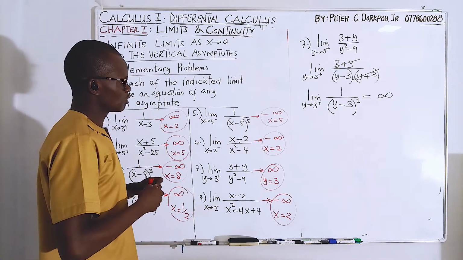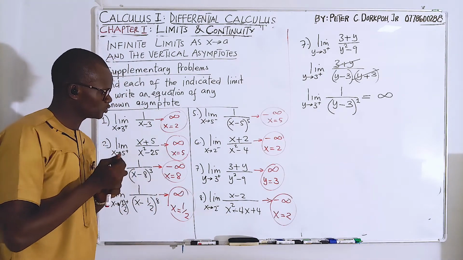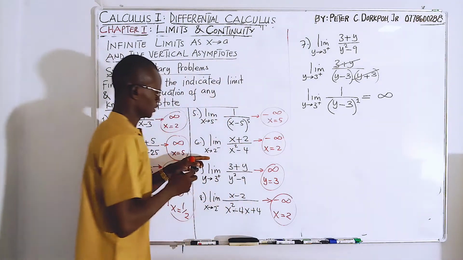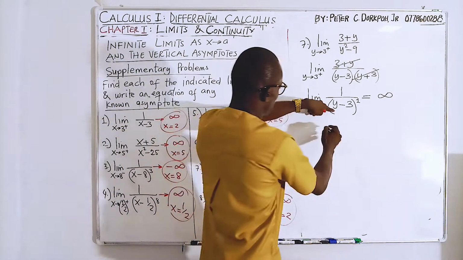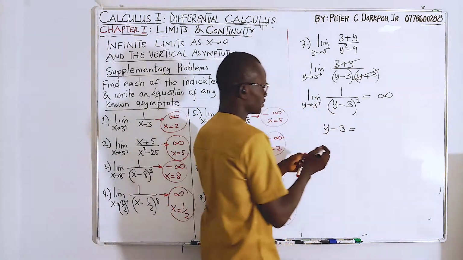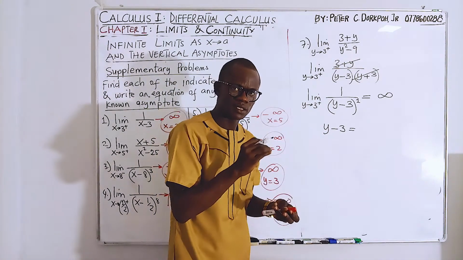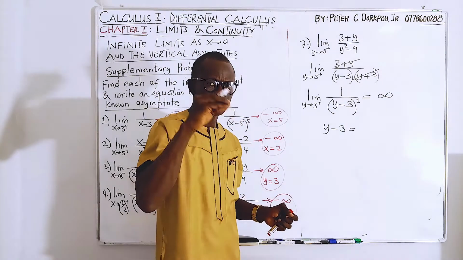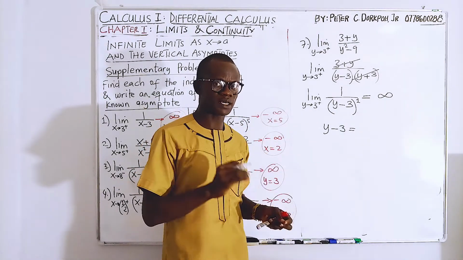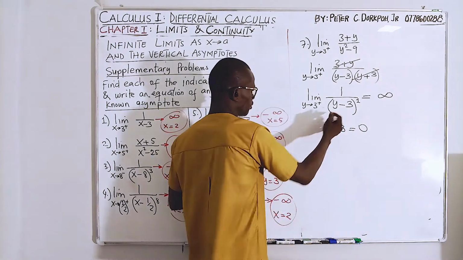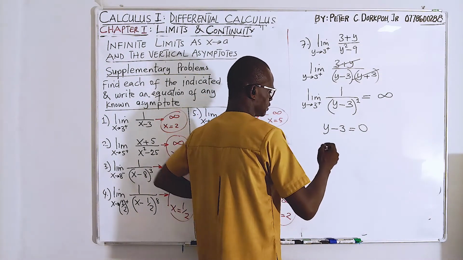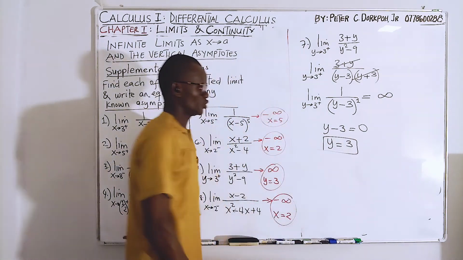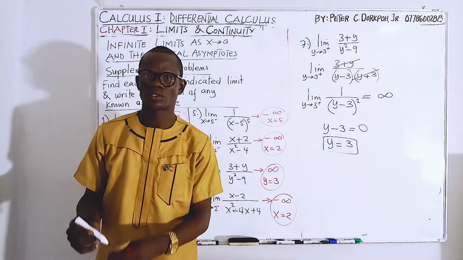We said we should find a vertical asymptote or any equation. So we have y minus 3. Remember the vertical asymptote is that value that takes the denominator to 0. As long as that number can make the denominator 0, that is the vertical asymptote. So equate the whole denominator to 0 and solve for the variable. So y now will be equal to positive 3. So the vertical asymptote is y equals positive 3.